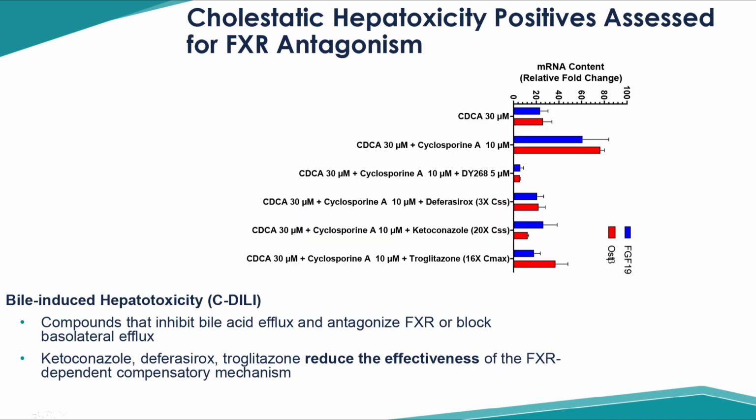For some of the positives from that, we went and looked at what's actually the mechanism behind it. Looking at troglitazone and DY268, we knew they were FXR antagonists, but we also looked at deferasirox and ketoconazole, and both of those are showing decreases in the amount of FGF19, indicating that they're FXR antagonists. So as I mentioned, you can also, in the same system, look at the mechanism of why you're seeing that hepatotoxicity.